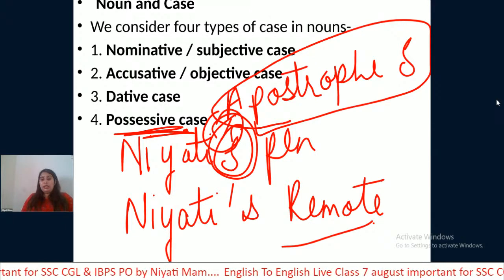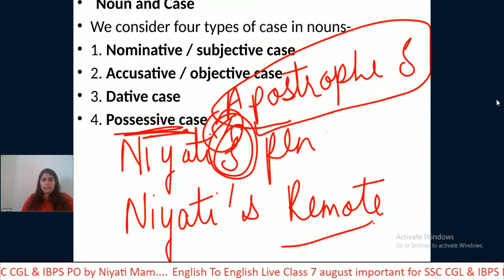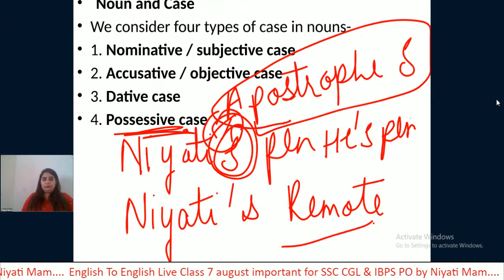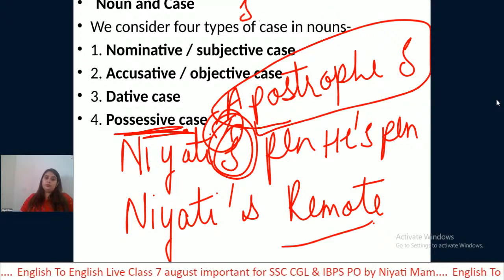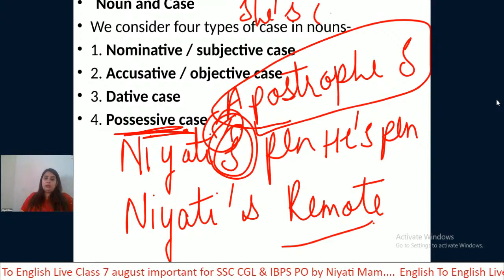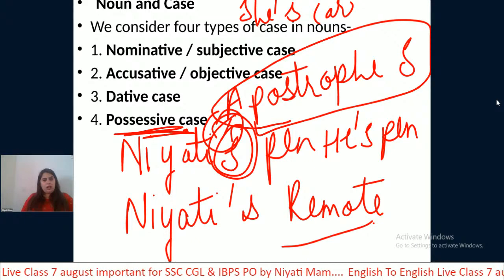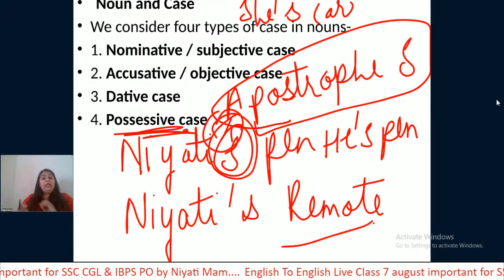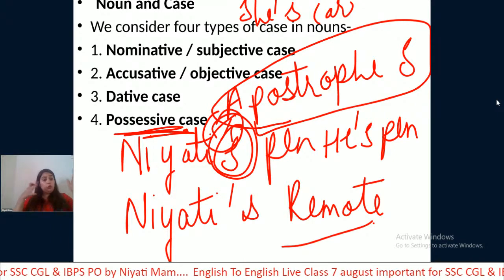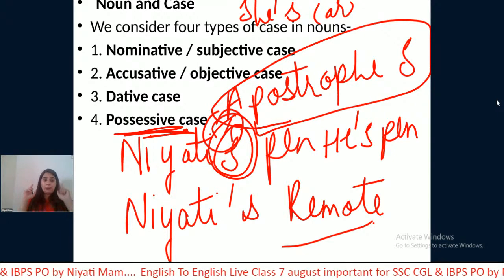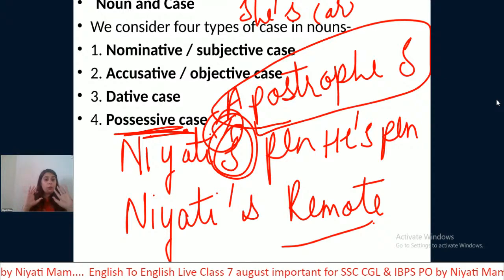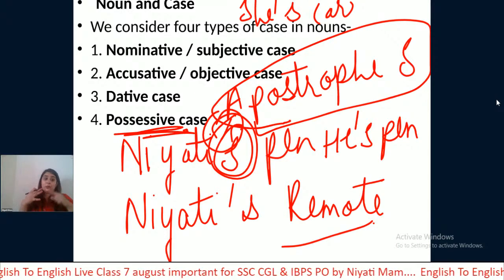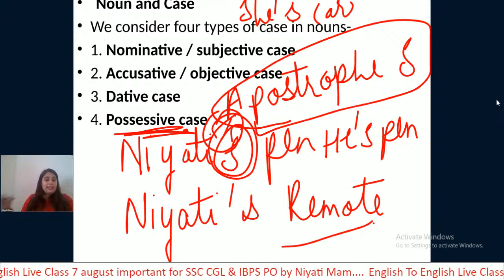Okay. Could you just tell me, have you seen somewhere his pen? She's car. Have you seen it somewhere? No. He or she or I or you, they, we, all these words are pronouns. We cannot use apostrophe S with pronouns. We can only and only use apostrophe S with nouns. Is it clear to everyone?